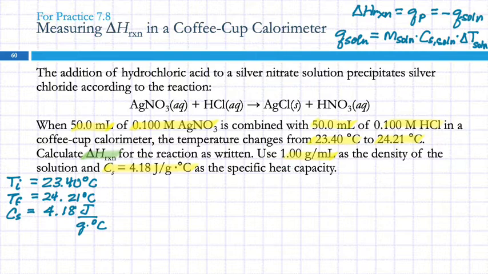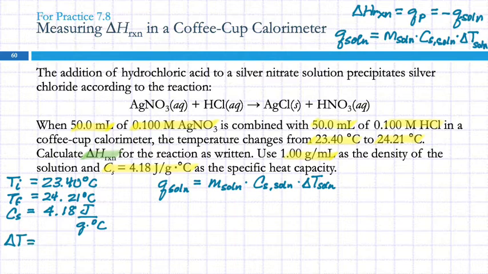Because there was this density, but there's no density up there. What's with that? So we're trying to find Q for the solution. That's going to be the mass of the solution times the specific heat capacity of the solution times the change in temperature of the solution, and I'm realizing I wrote that all up there. Well, so this is C, and we can find delta T, right? Delta T is the final 24.21 minus the initial 23.40. Put it down here.